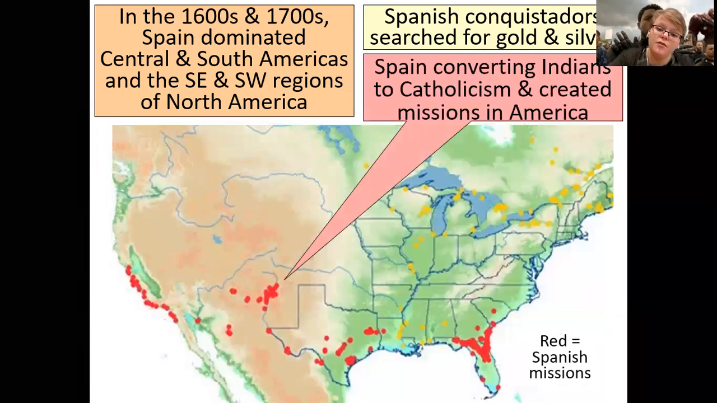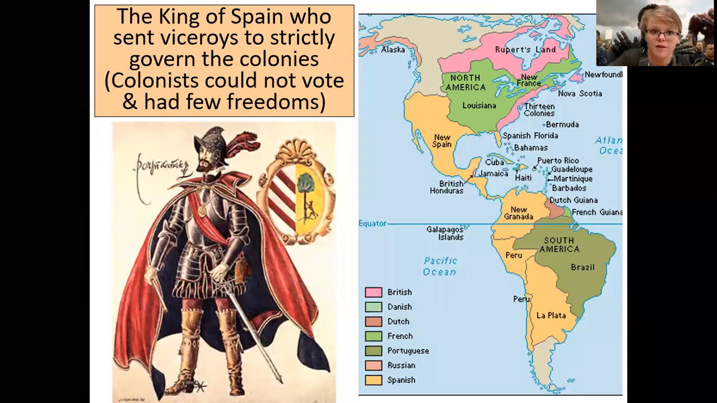Spain converted Indians to Catholicism and created missions in America. A lot of their forts are also old missions. The colonies were governed by the King of Spain, who sent viceroys to strictly govern the colonies, and the colonists could not vote and had no freedom. So this is a viceroy. This is one of the Spaniards who would come over and be in charge.